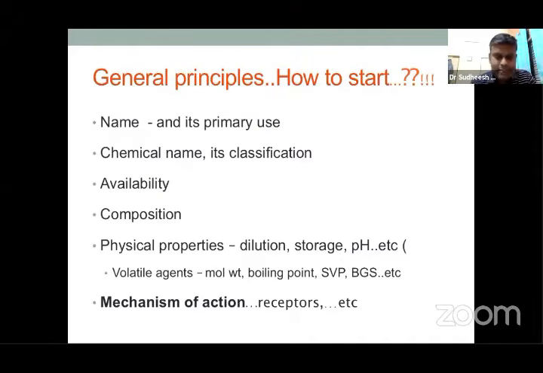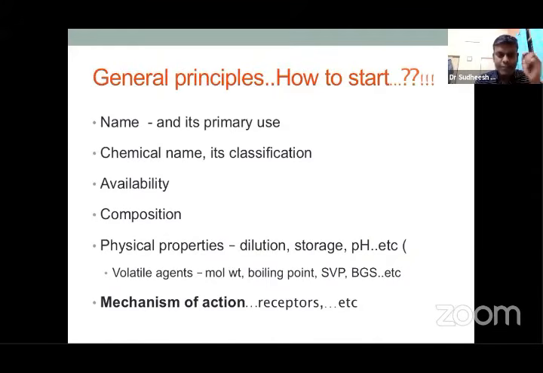And next is the mechanism of action. Basically you will try to understand which receptors. For example, most of the anesthetics act on GABA receptors. In addition to that, some of them act on NMDA receptors, calcium channels, sodium channels, and non-specifically even at certain specific areas such as the chemoreceptor trigger zone, and certain particular areas. For example, ketamine acts on the thalamoneocortical junction. So these are the important ones.